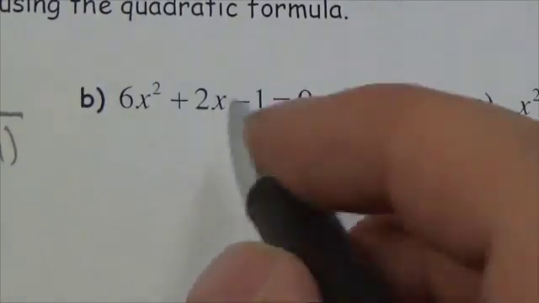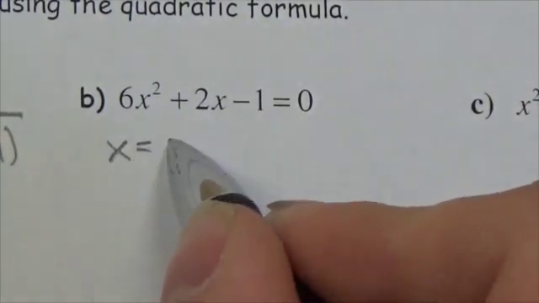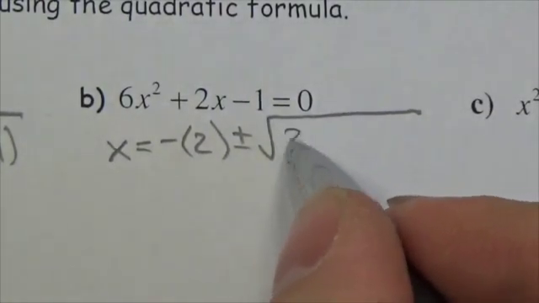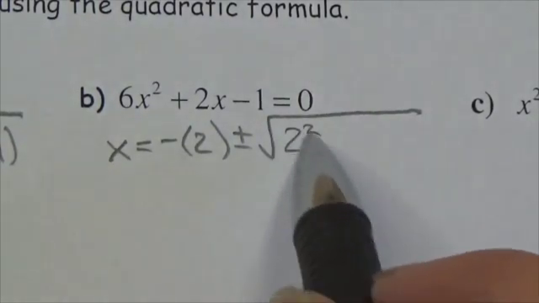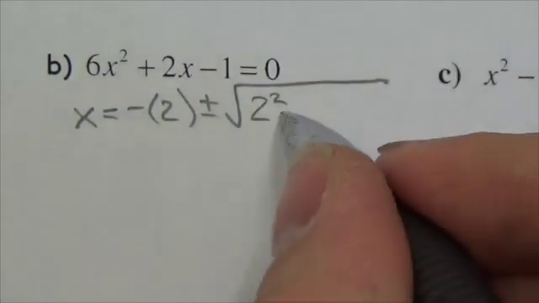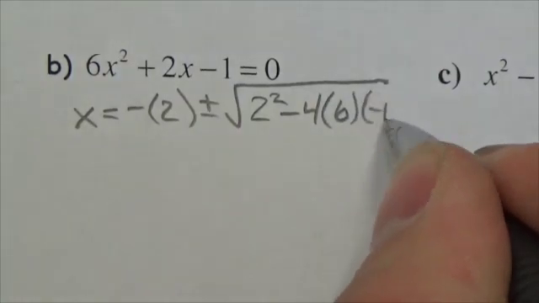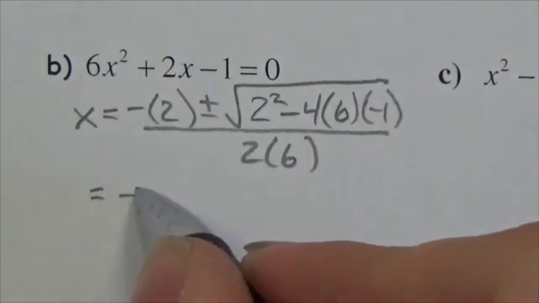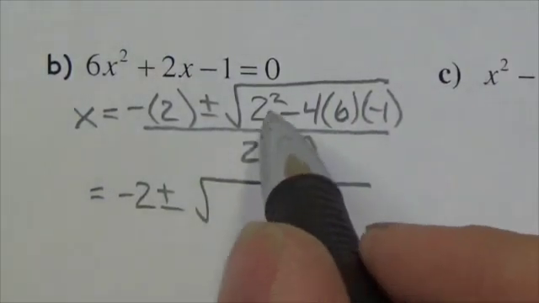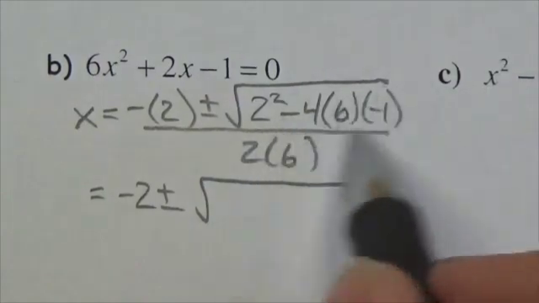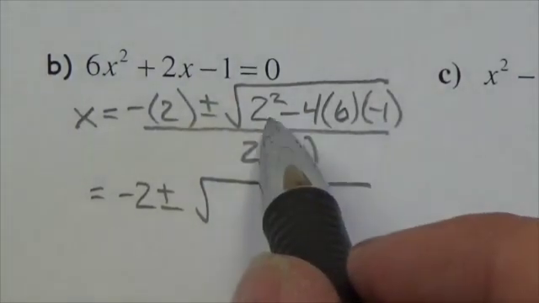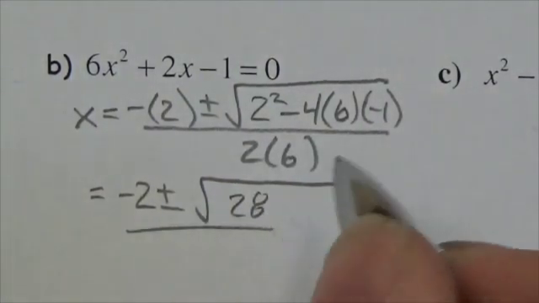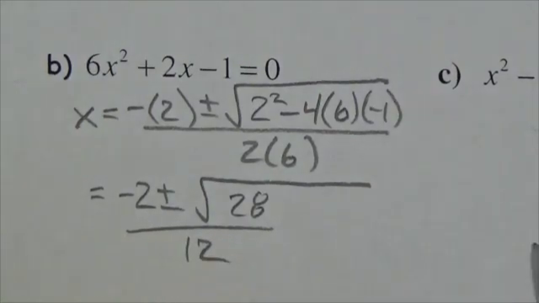6x squared plus 2x minus 1. Okay. Now in this case here, x is going to equal negative 2, the b value, plus or minus the square root of 2 squared. Now in this case, because there's no negative in front, that actually works out okay. You're not likely to make a mistake there. Minus 4 times a times c, all over 2 times a. So negative 2 plus or minus the square root of, now this is going to be 4. This right here, 4 times 6 is 24, negative, and the negative is going to be positive 24. So add that 4, this will be negative 2 plus or minus root 28 over 12.